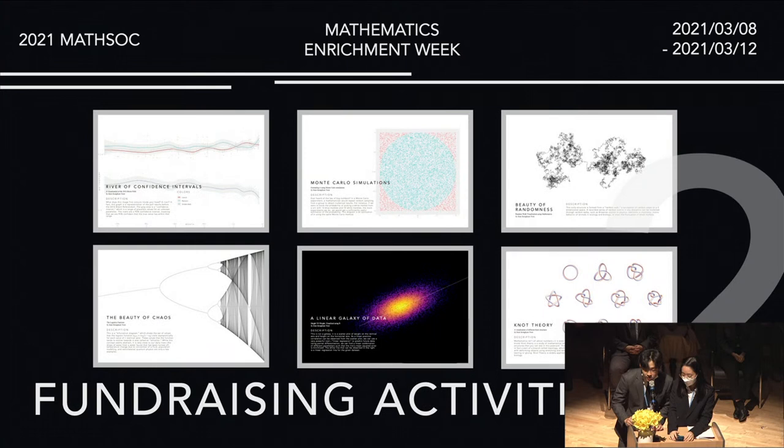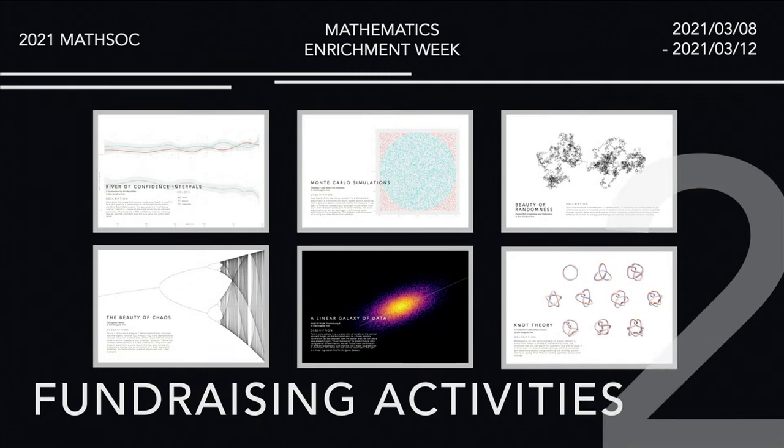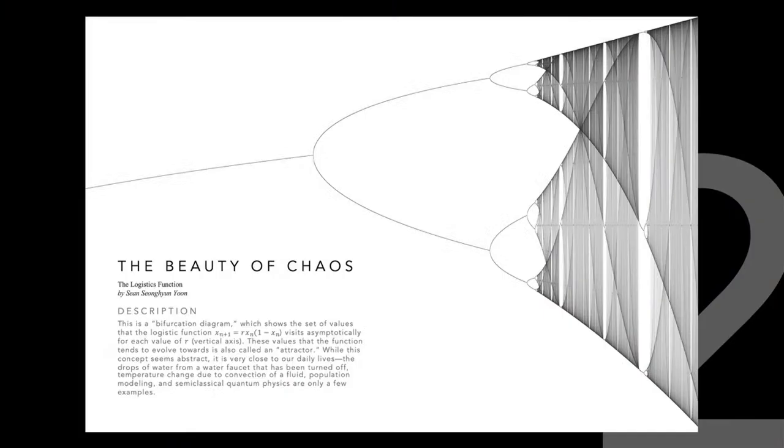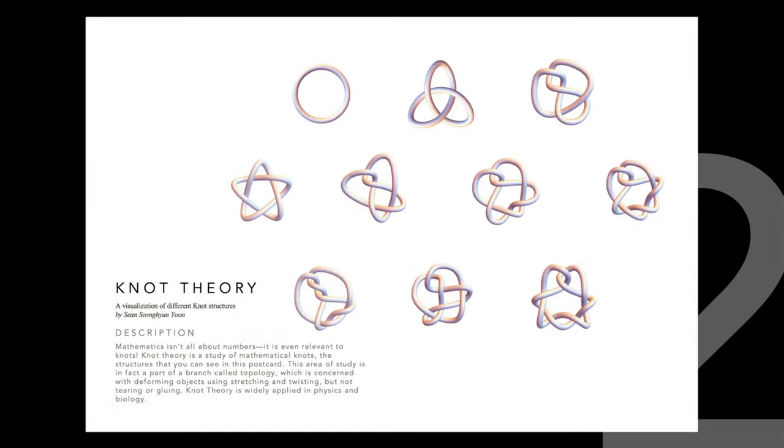The second activity that we'll be doing to spark your mathematical interest is fundraising. If you see here, these are the designs of 6 postcards that we have made. The profit from these postcards is going to be donated solely to a North Korean defector school and an orphanage. These are some of the designs you can look at. This one is made using a mathematical concept called chaos theory. This one, confidence intervals, knot theory, and a scatter plot and linear regression.